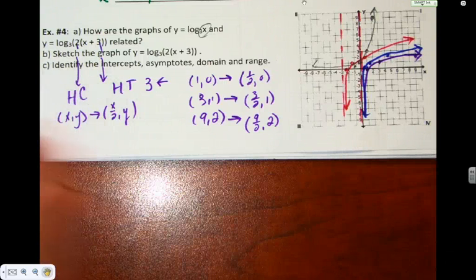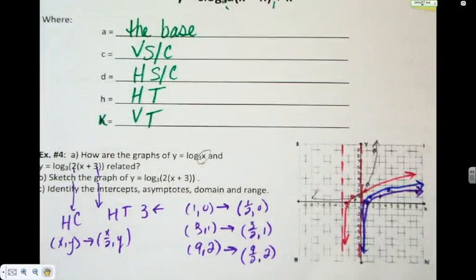Find a friend, write down the asymptotes, intercepts, domain, and range.